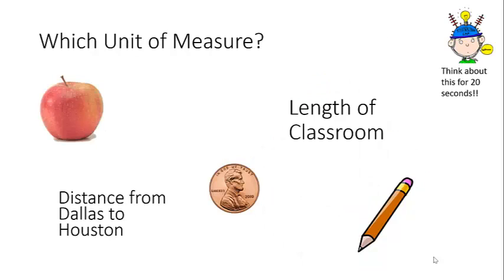So before we move on, let's talk about what measurement unit we would use to measure each one of these. We have an apple, we have the distance from Dallas to Houston, we have a penny, length of the classroom, and a pencil. Let's think for about 20 seconds on what unit we would use to measure each one of these lengths. Go ahead and pause this video and share your answers out loud with the class.